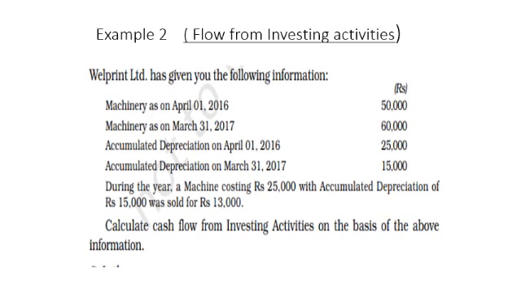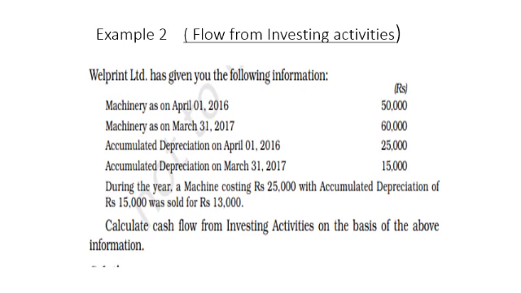How will you calculate the cash flow from the investing activity? Assets are given, the machinery's opening and closing balance is given. You have to make the machinery account. Accumulated depreciation balances are given. You have to make the depreciation account. And machinery costing 25,000 is sold for 13,000, and the depreciation on it is 15,000.